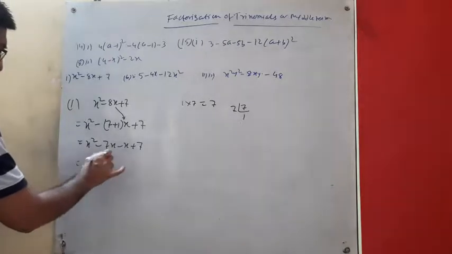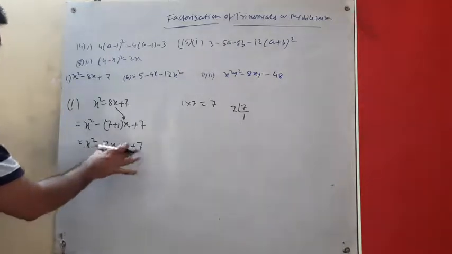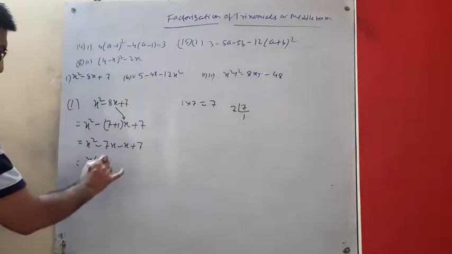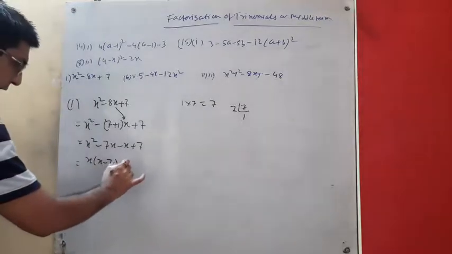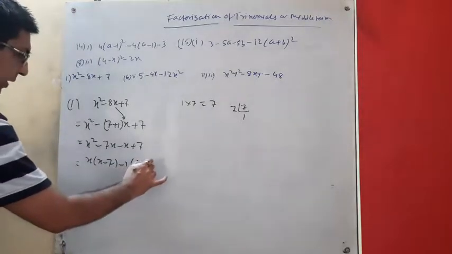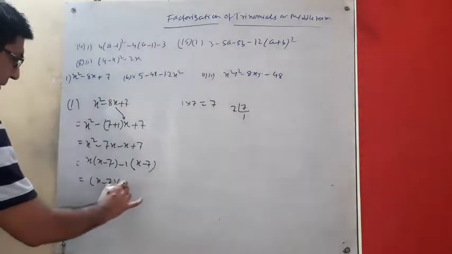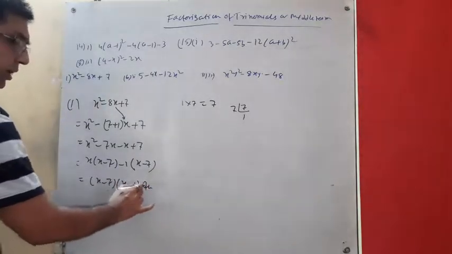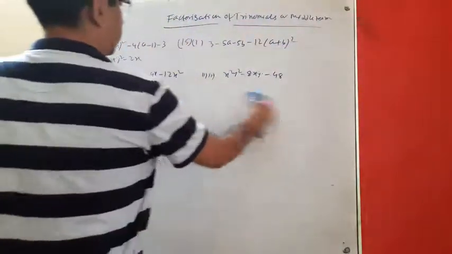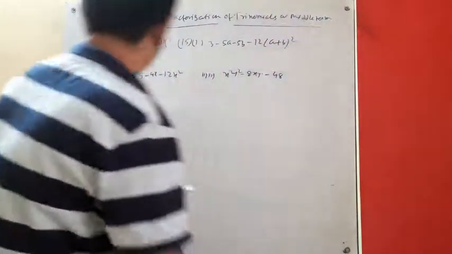Now we do grouping of terms. From these two, we get x minus 7, and from the other two we take out 1, giving minus 1. So x minus 7 is common, and what remains is x minus 1. So this is the answer. Okay, now we come to the second part.